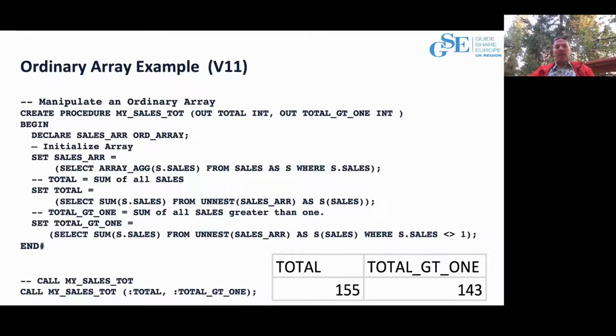And then the second one, the total greater than 1, I'm going to do a sum of the sales where sales is not equal to 1. And I guess that's probably not greater than 1, but in this particular case, since there were no negative values in sales, it was greater than 1. And as you can see, there's just two different values there. So essentially, arrays are like tables, and you can do anything you want with them. Okay.